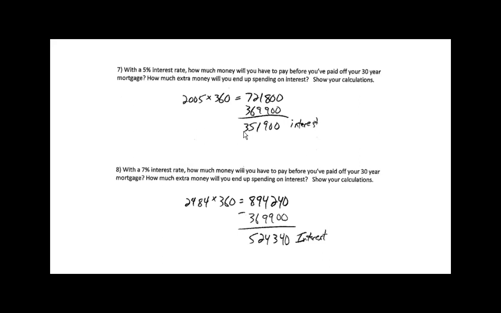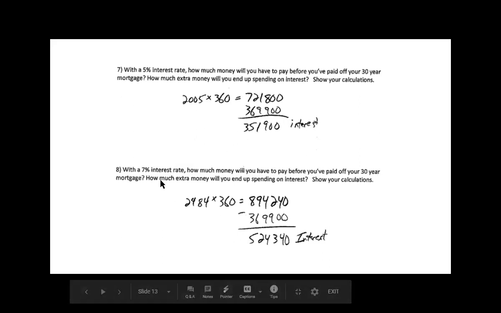Notice as the interest rate gets higher, the more interest. In fact, with 7% interest, you're paying almost triple the value of the house because you're paying so much interest.